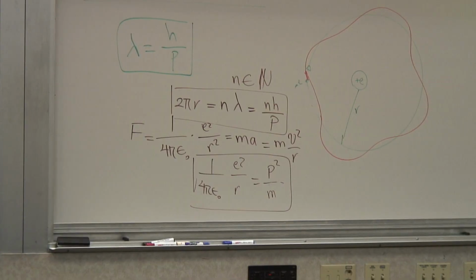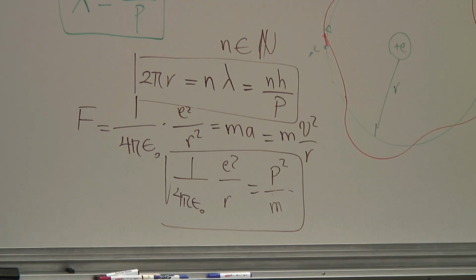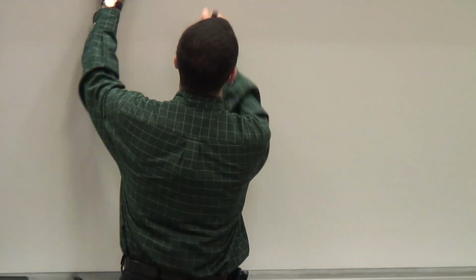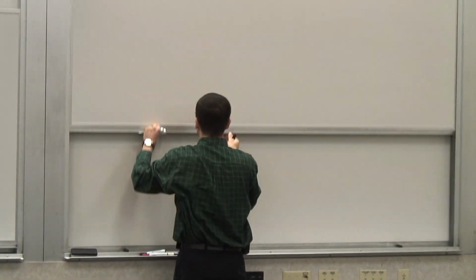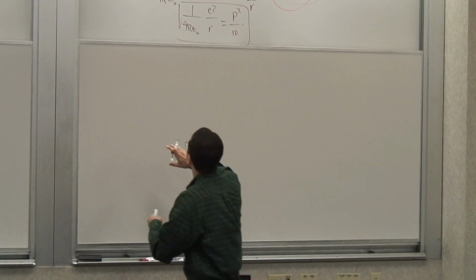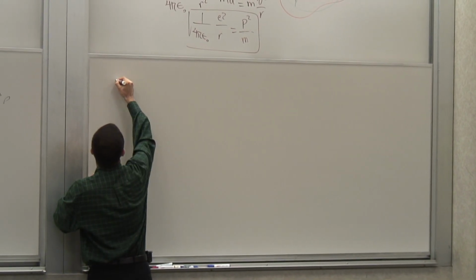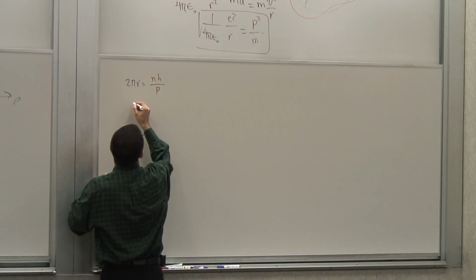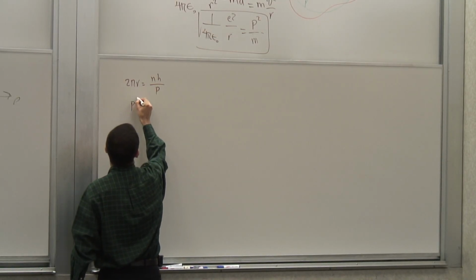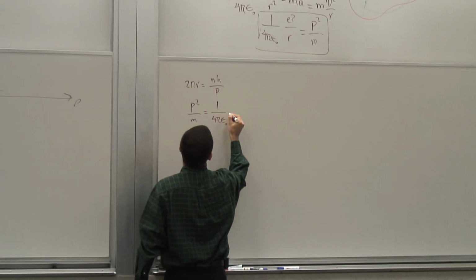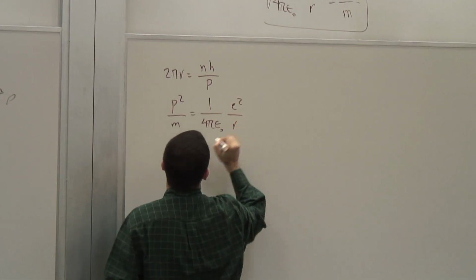So I have two equations and two unknowns, p and r. I can solve. Let's do that quickly and see what we get. So how do I solve these two equations? Let me rewrite them here quickly. It says 2 pi r equals nh over p, and the other one says p squared over m is 1 over 4 pi epsilon naught e squared over r.